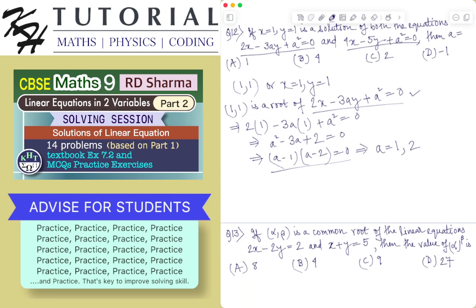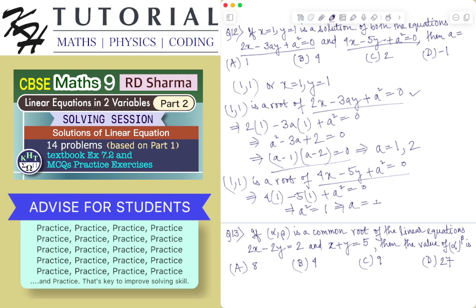Now similarly, we know that 1 comma 1 is also a root of the other linear equation, that is 4x minus 5y plus a square equals 0. So the ordered pair 1 comma 1 must satisfy this linear equation, which means that 4 multiplied by 1 minus 5 multiplied by 1 plus a square equals 0. This implies that a square equals 1. This implies that a equals plus or minus 1.